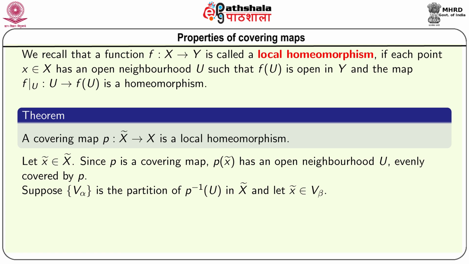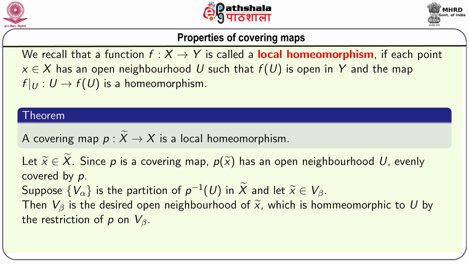We show next that a covering map P is always a local homeomorphism. Let us take a point x tilde from X tilde. Since P is a covering map, P(x tilde) has an open neighborhood U evenly covered by P. Suppose we take the collection V alpha, which forms the partition of P inverse U in X tilde, and let x tilde be a point in V beta. Then V beta is the desired open neighborhood of x tilde, which is homeomorphic to U by the restriction of P on V beta.